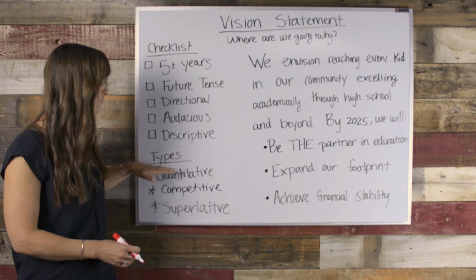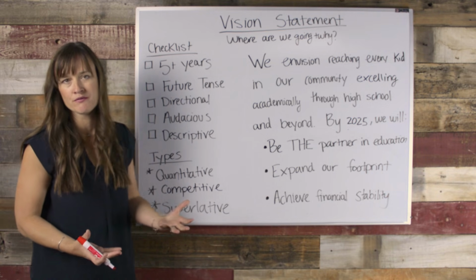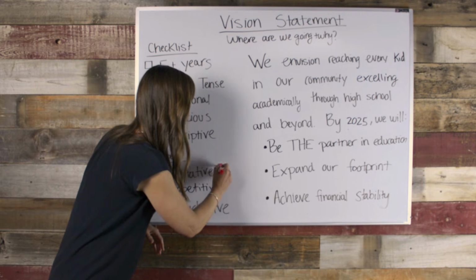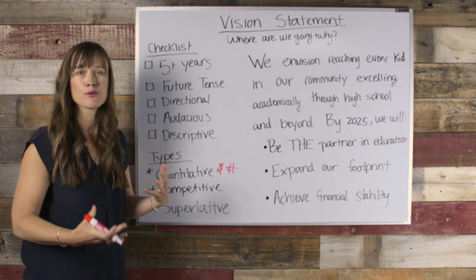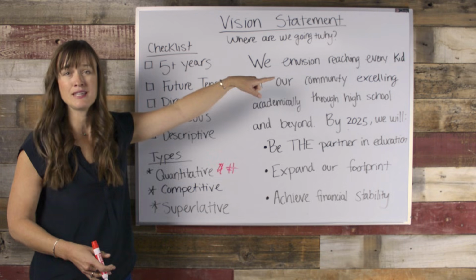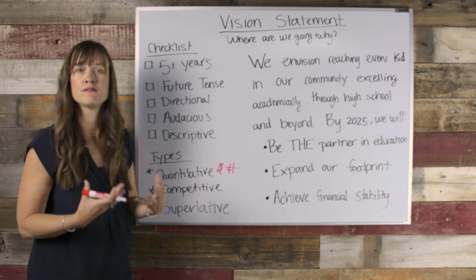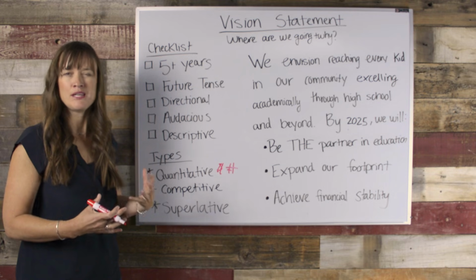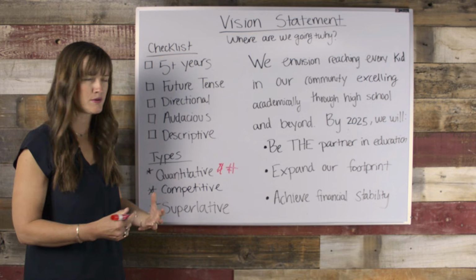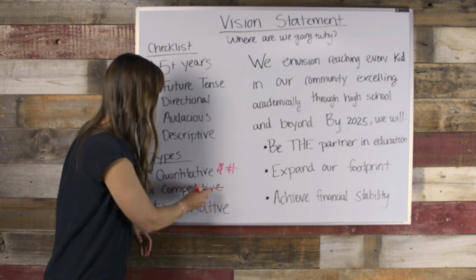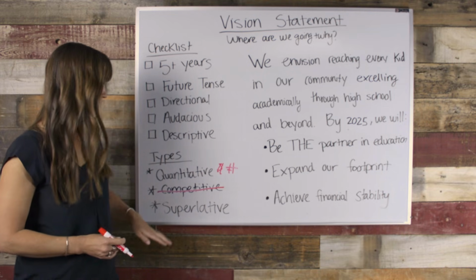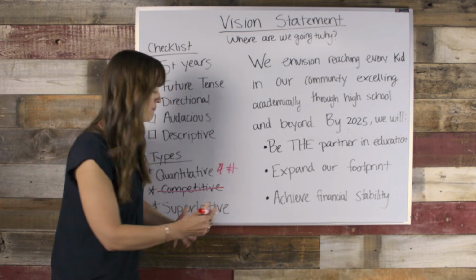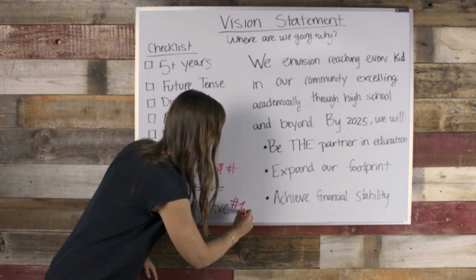So, there are three different types of vision statements that come in three different flavors, really. The first is quantitative. So, a revenue number maybe, or maybe like a number of things. In this case, every kid, that's an expression of a quantitative vision statement. Competitive is about beating your competition or being better than your competition. I don't see these very often, so I wouldn't use that. The third one is superlative, like premier, number one, the best, also super common.